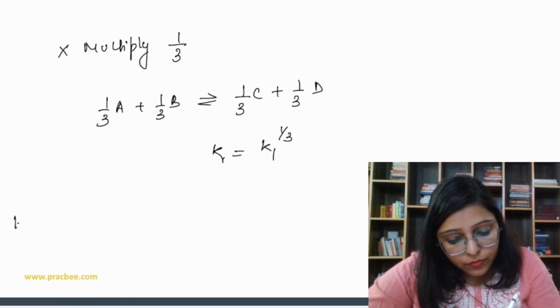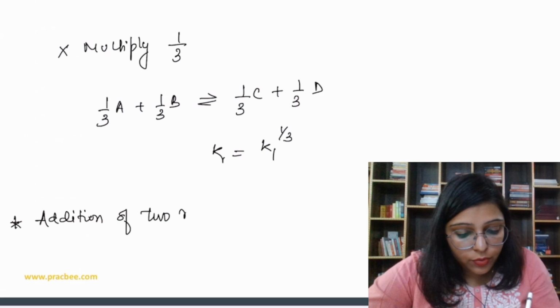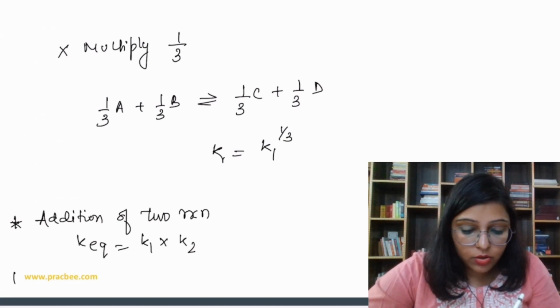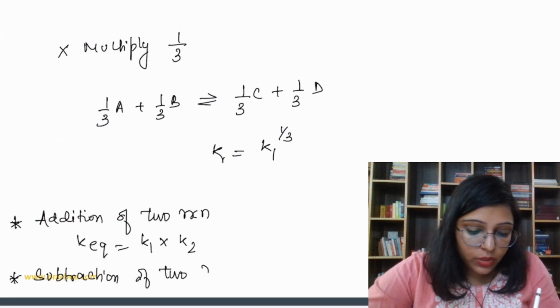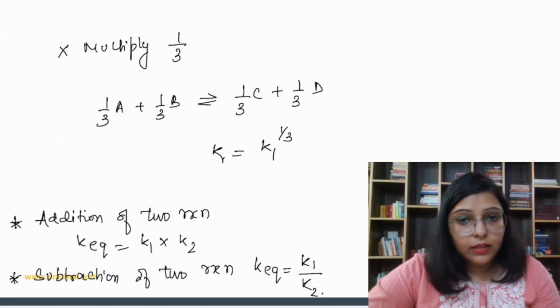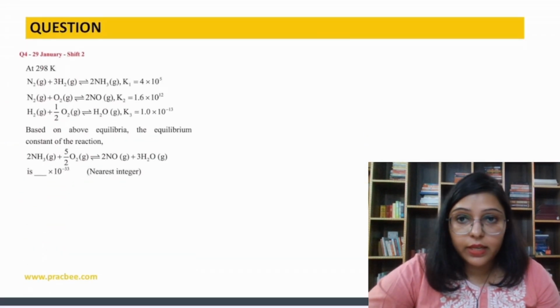Now, addition of two reactions, if you add reactions, then K equilibrium is going to be K1 into K2. You have to multiply the equilibrium constant. If you subtract two reactions, subtraction of two reactions, then you have to divide equilibrium constant. Okay, that's it. Now let's solve the question of this type.